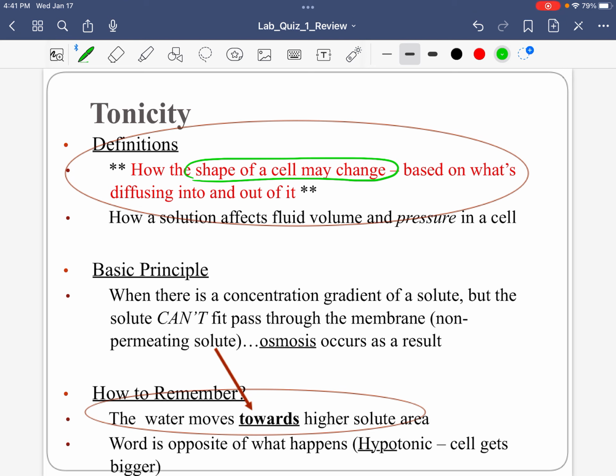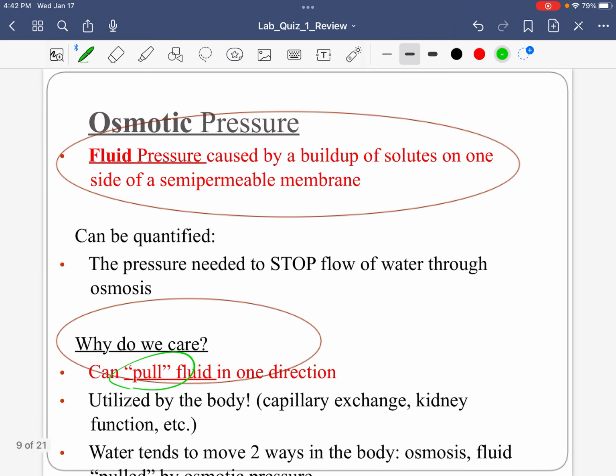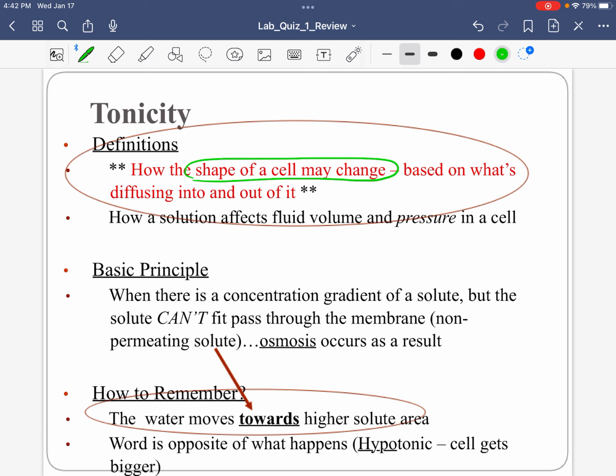The opposite can also happen. What if a lot of water diffuses out of the cell? If a lot of water leaves the cell, that cell might get smaller. All related to this is this principle called tonicity, how a cell may change shape, largely based off of what's diffusing into and out of it, but also based on, ding, ding, ding, this osmotic pressure.